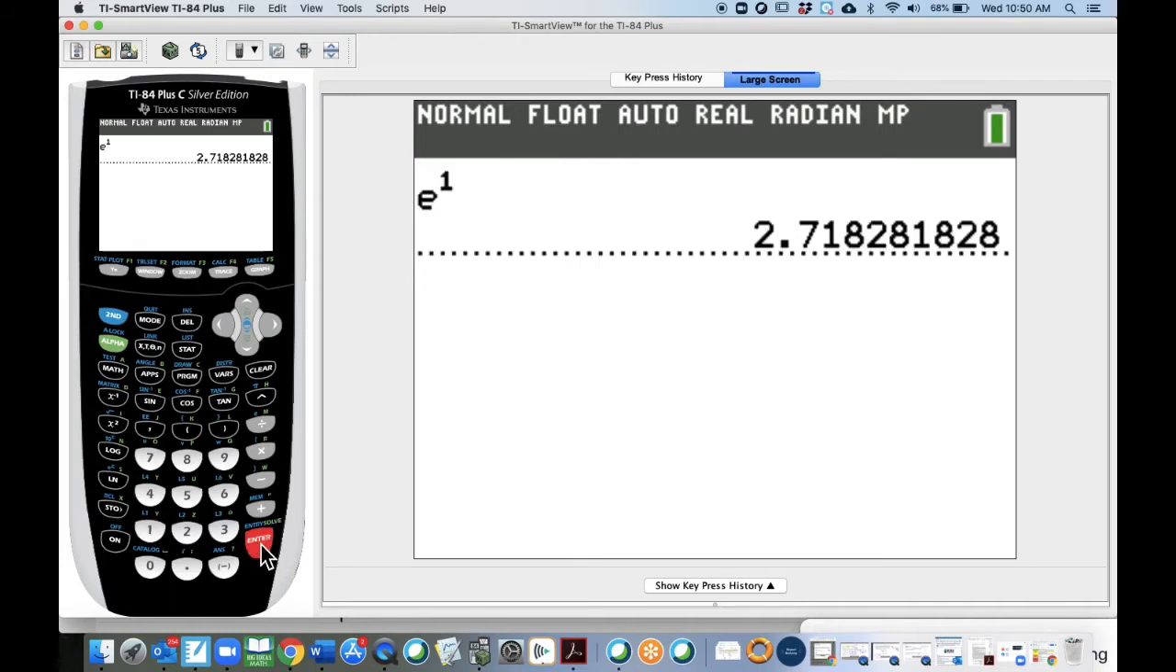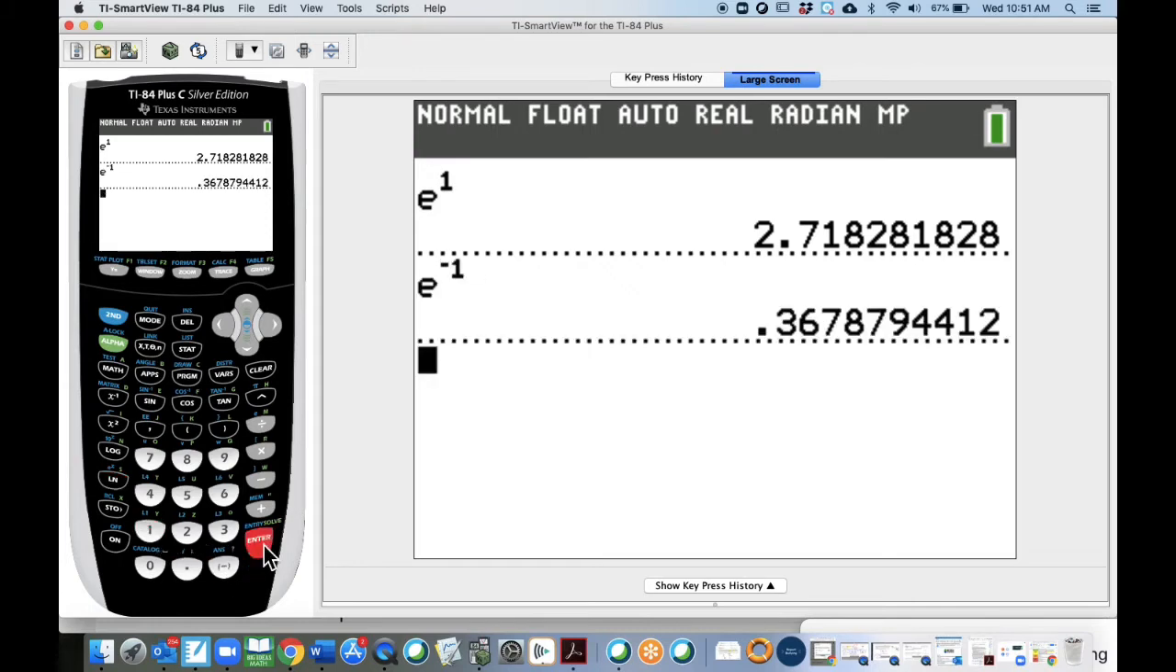We investigated that a little bit in the notes the other day. I can also do e to the negative 1 because I know in my paper that's the next thing I want to do. So if I go to second, and that LN right at the 4, the e to the x is there with it, and type in a negative 1, enter, then e to the negative 1 is 0.3678, and so on. Okay, let's go back to our paper.